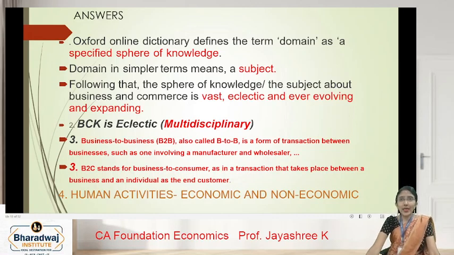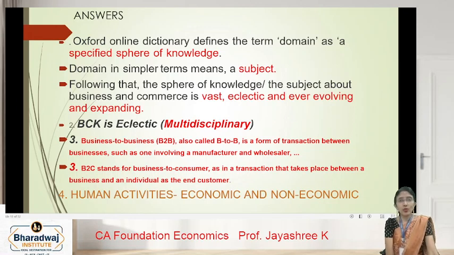eclectic? Multidisciplinary. Expected question. I'm just giving you a clue where we saw this. BCK is vast, eclectic, ever evolving, expanding. We saw that, no? Under that, you get this. So, multidisciplinary is the definition of the term eclectic, and BCK is multidisciplinary in nature.